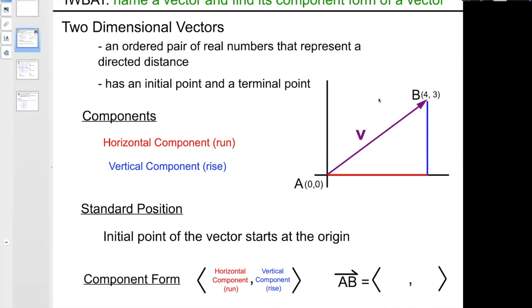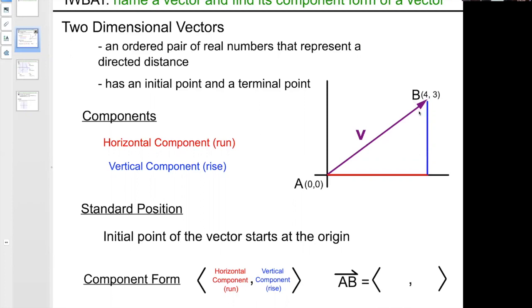So vectors, this purple thing right here is a vector. What vectors are is they're just an ordered pair of real numbers that represent a directed distance. So what that means essentially is that it is something that has both size and direction. It's very similar to a ray from geometry in the fact that it starts at a specific point, in this case A, and then it goes towards another point. So you see this arrow at the end here.